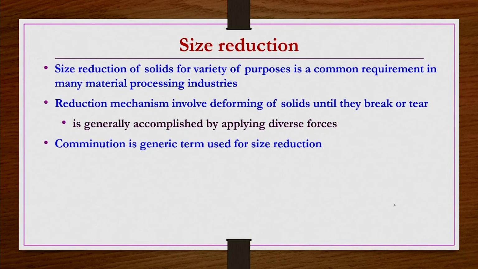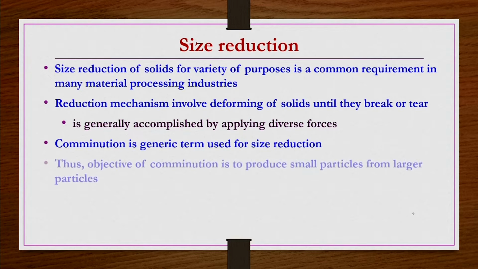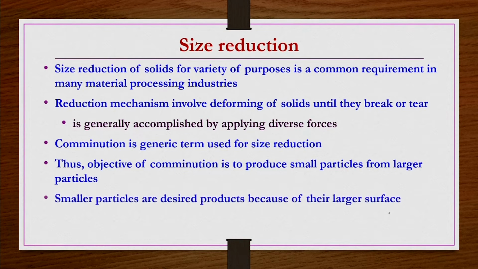For size reduction, there is another generic term, that is comminution. Comminution is also a generic term used for size reduction. So, the objective of comminution is to reduce bigger particles into smaller particles, or to produce smaller particles from larger particles. Why? Because smaller particles have a larger surface. In this size reduction operation we designate these smaller particles as the desired products, because it is a size reduction operation. So, whatever the reduced size particles are, they are the products.